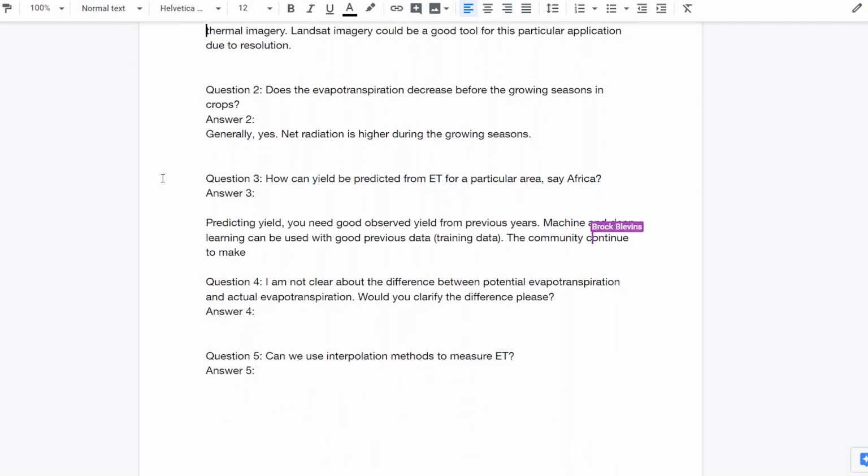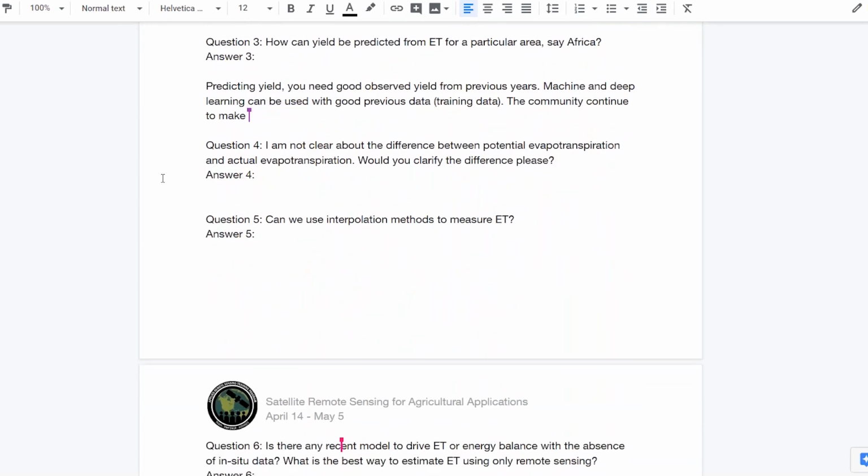Great. Question 4. I'm not clear about the difference between potential evapotranspiration and actual evapotranspiration. Would you clarify the difference, please? So think of potential as what would happen if all of those drivers that control evapotranspiration were optimal: well watered, sufficient soil moisture, lots of solar insolation. Essentially, what would happen if there was no constraint on evapotranspiration? That sets the threshold for what would happen under those conditions.